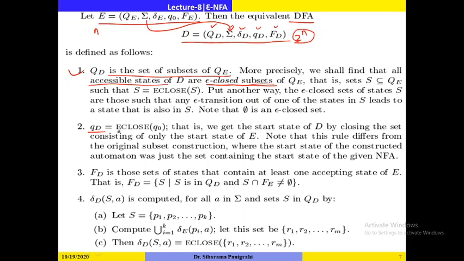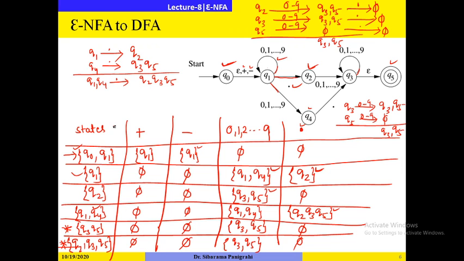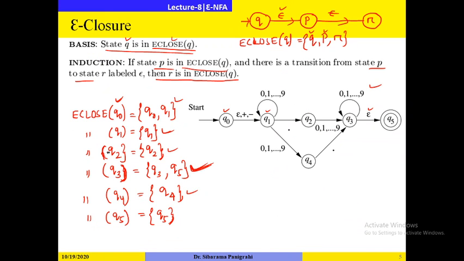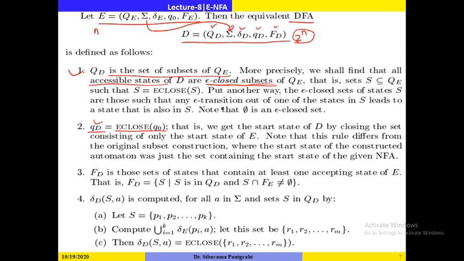Next, small q D means the initial state. So what is the initial state? The epsilon closure of Q0 is the initial state of the DFA. In the previous example, what is the initial state of the DFA? Q0 Q1. So what is Q0 Q1? Q0 Q1 is the epsilon closure of the initial state Q0, right? The initial state in the DFA is nothing but the epsilon closure of Q0.